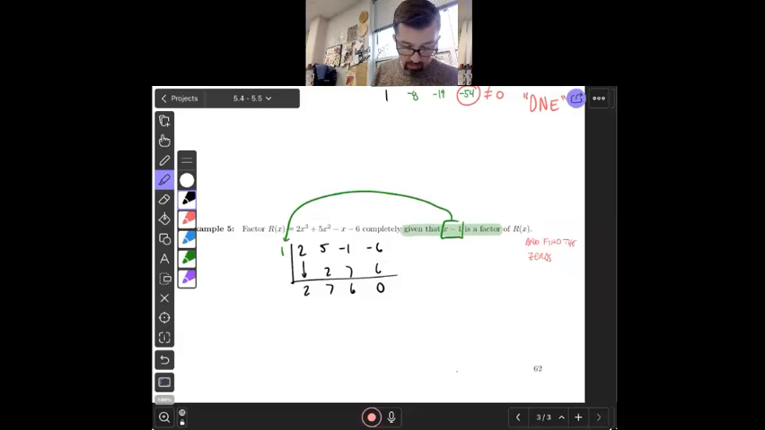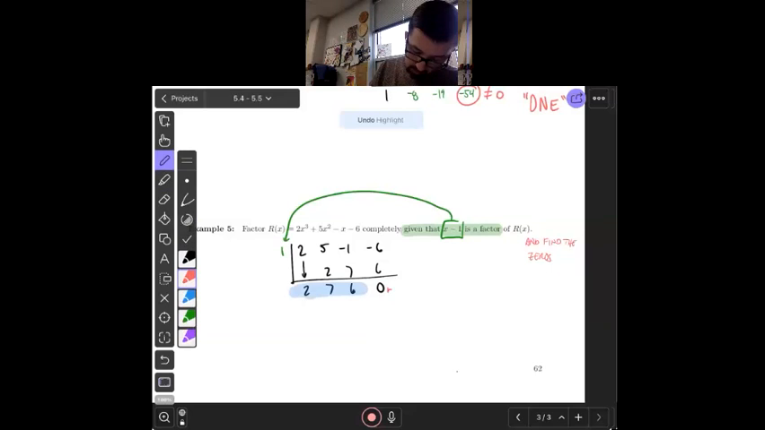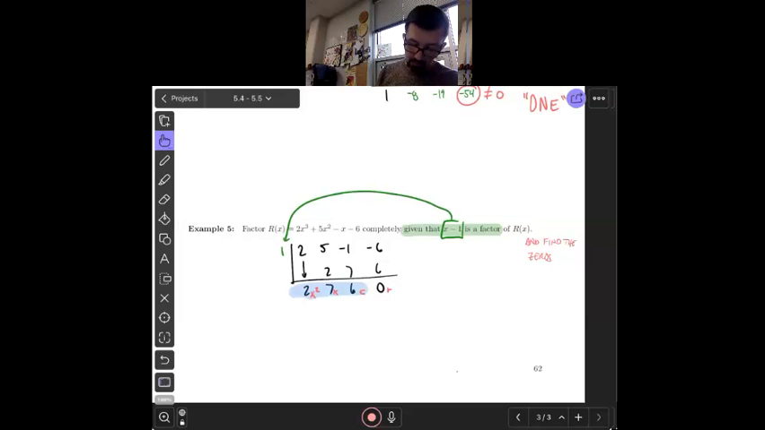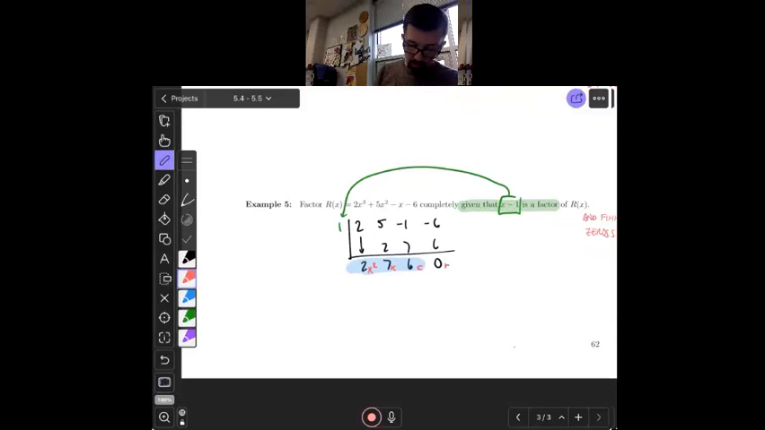We're here for this. The reason we did all this was for these guys, right? That's our remainder, that's our constant, that's our x, that's our x squared, right? That's what we're here for. So we're going to bring that 2x squared plus 7x plus 6 down.